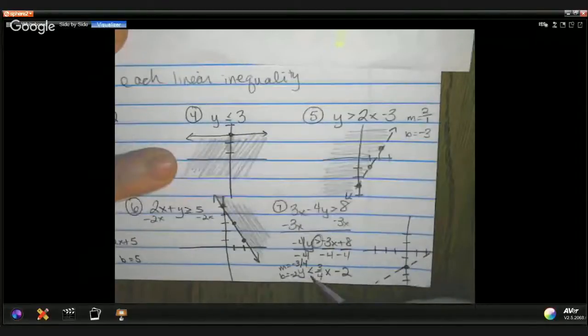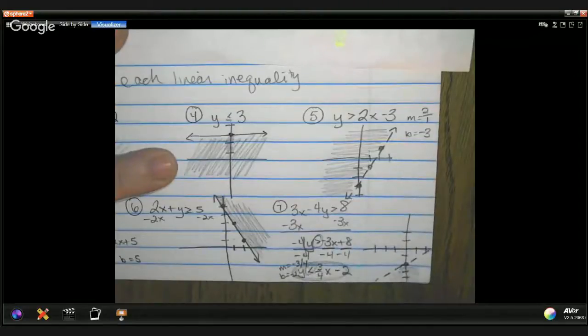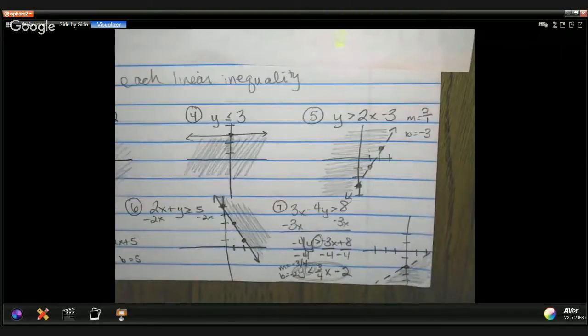Okay, and I look at this. This is my equation I look at, and it says y is less than, so I shade below. Okay, so for all these problems, you had to start off by finding y. The first 3 were already done, so that was nice. And then you have to graph it and determine where to shade.